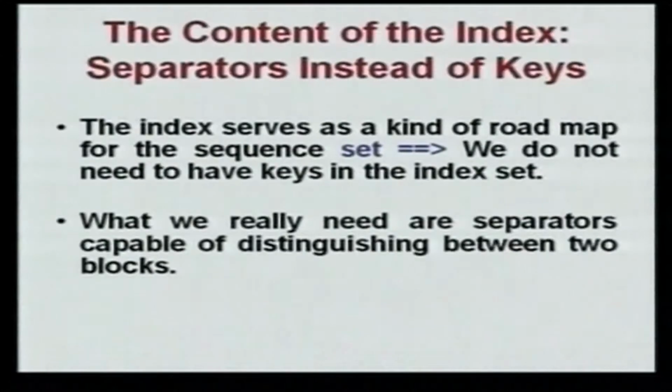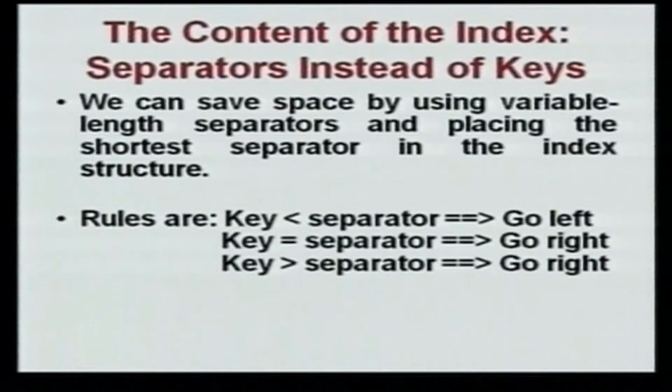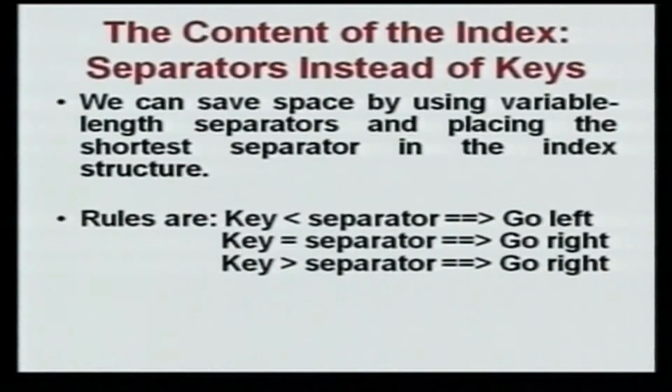What we really need are separators which are capable of distinguishing between two blocks, this block and that block. What is the separator between the two blocks? This is what we need. So, we are going to use separators instead of keys. Now, we can save space by using variable length separators and placing the shortest separator in the index structure. The keys can be very large, and we can save space by using a variable length separator and placing the shortest separator in the index structure instead of having the complete key in the index structure.